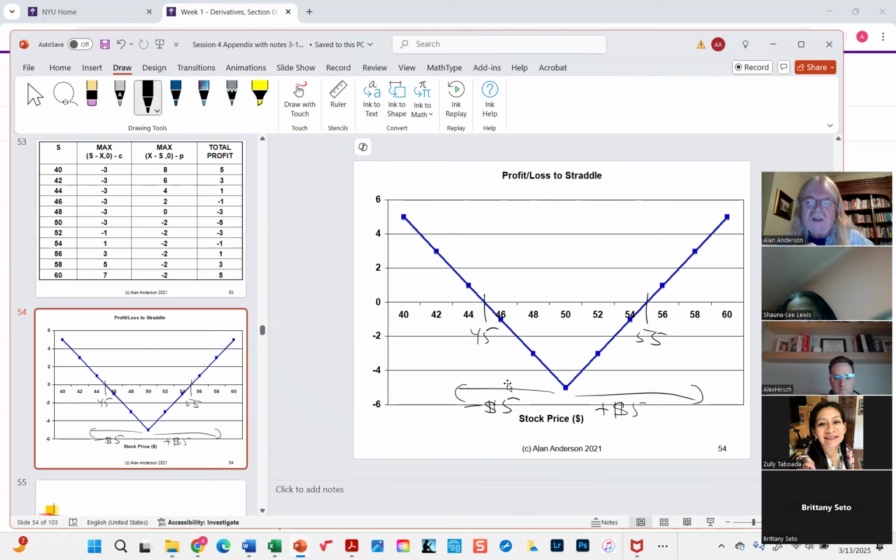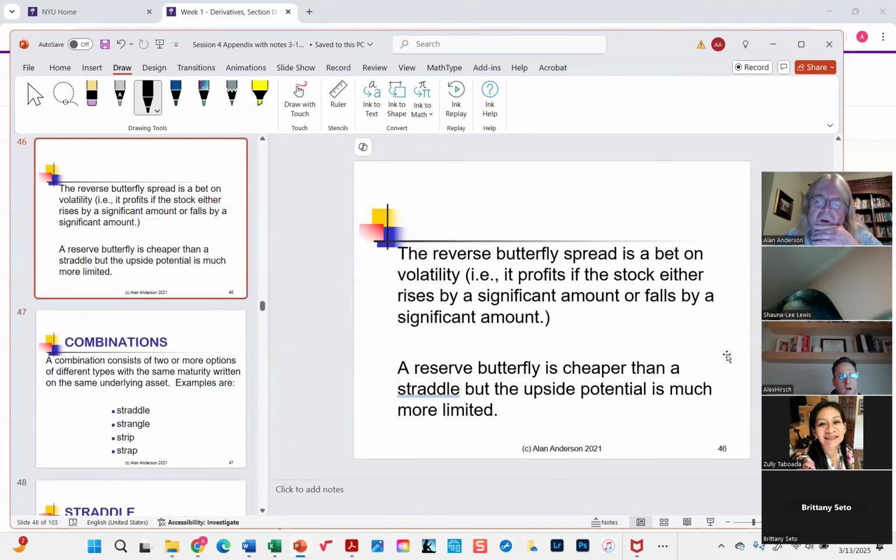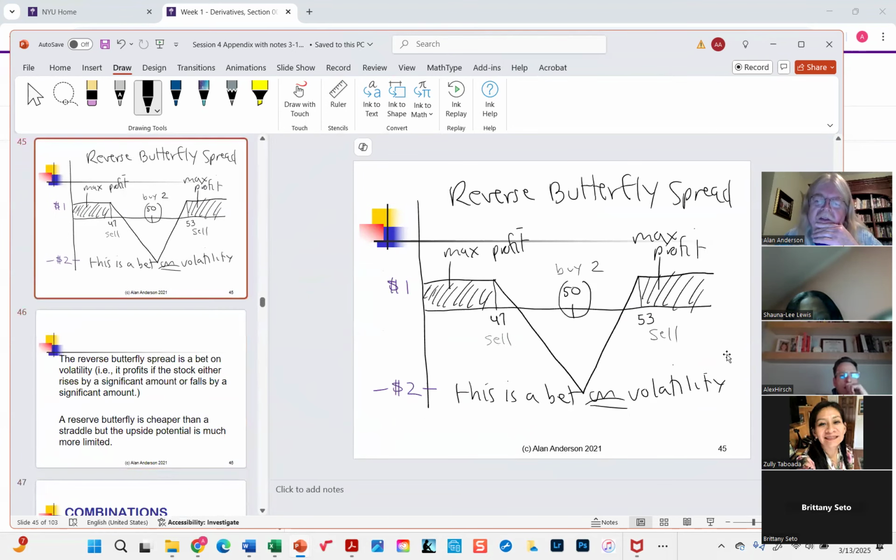So when you set this thing up, you are counting on a lot of volatility. But if it happens, then there's no limit to how much money you can make. So with the butterflies, the reverse butterfly, there's a limit to how much you can make, but it's not as hard for your position to move into the money. Okay.